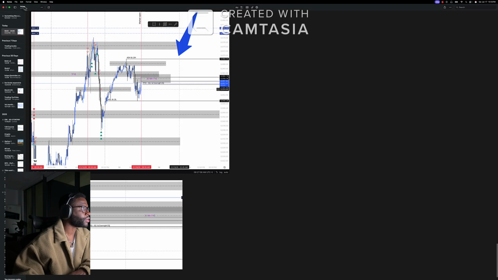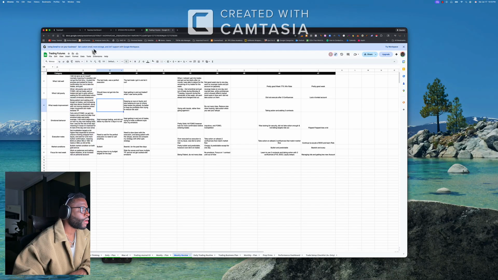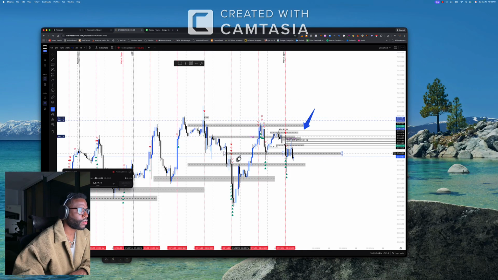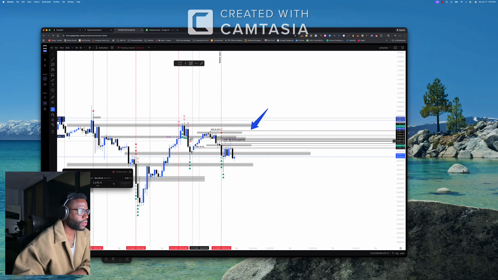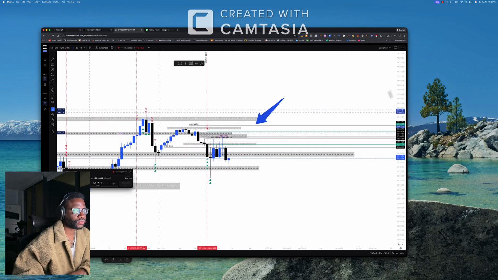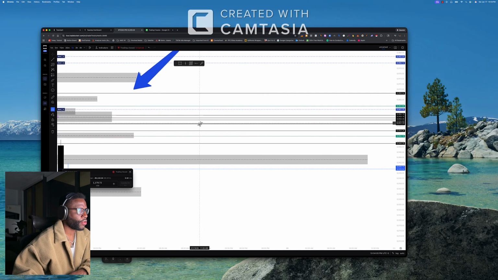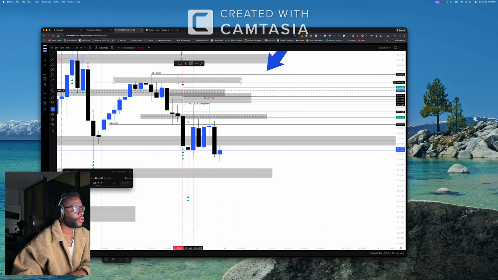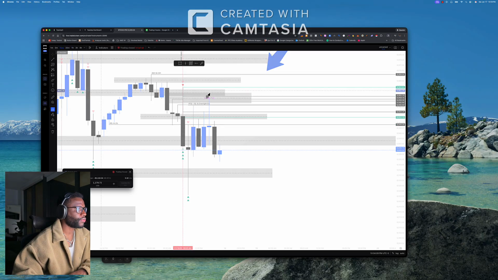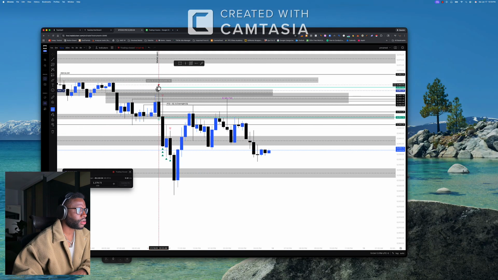But let's see. If I go here, yep. So let's go under 30 minutes. Let's do 15 minutes here. I got stopped out here. I think I bought here. And then I was super impatient.